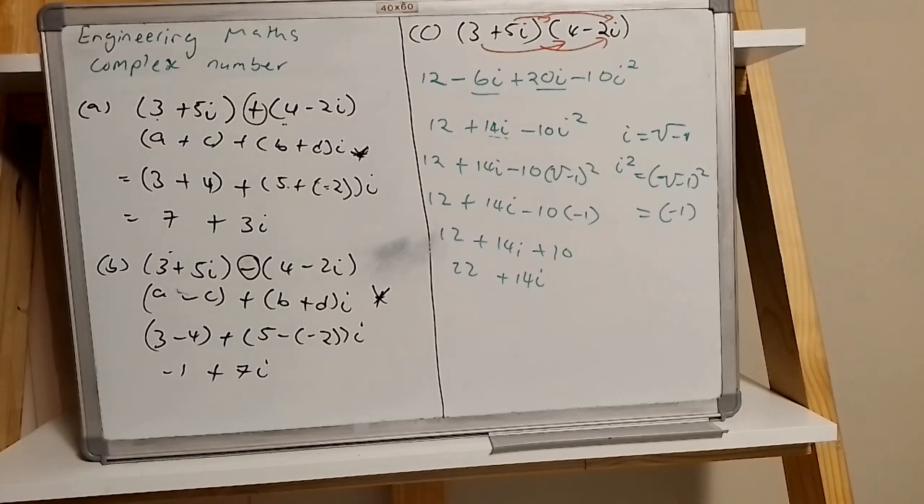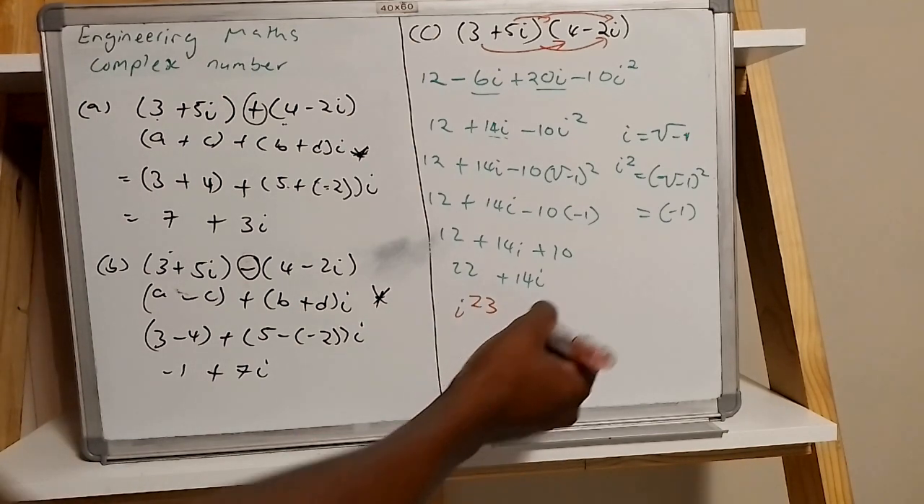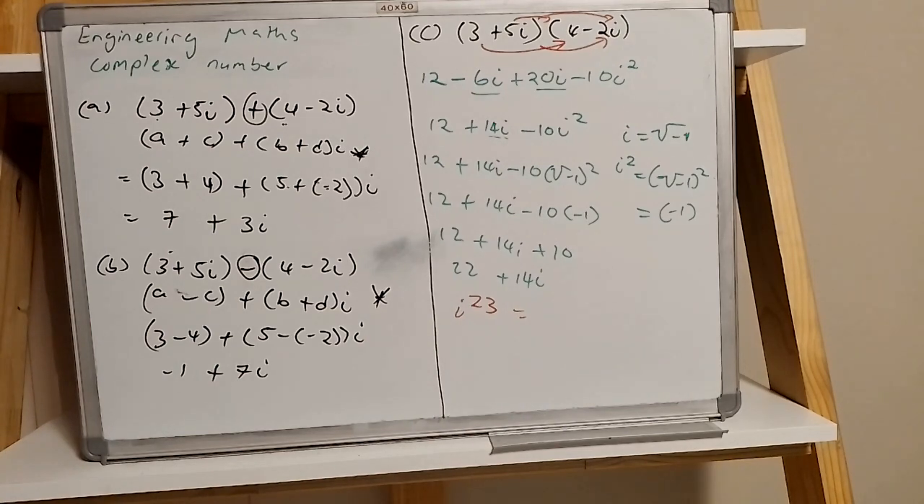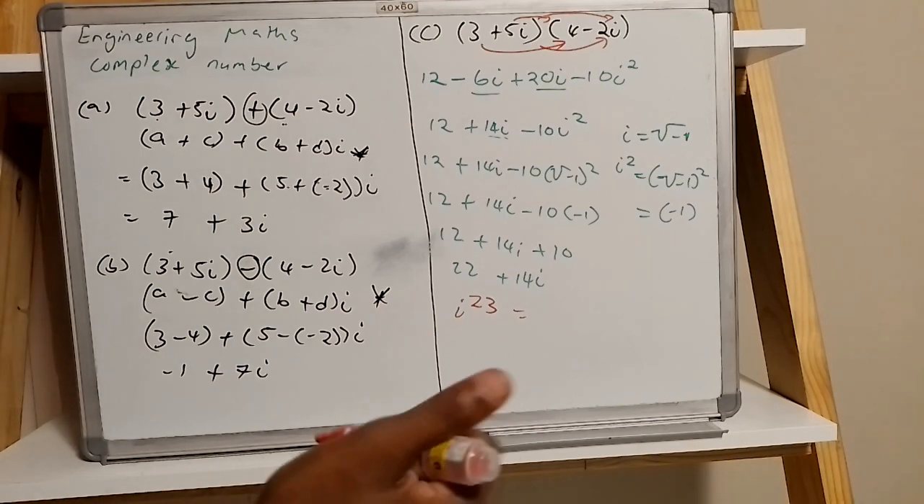Now let's get a simple example. If you were to have something like i to the power 23, and they say you need to simplify it, or write it as a complex number. If you want to do it first, you can pause the video and try to do it. But otherwise, let's do it.